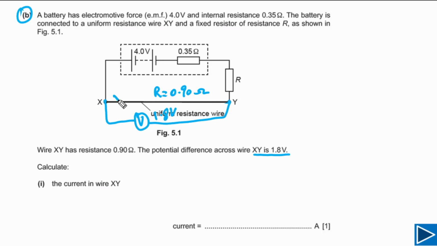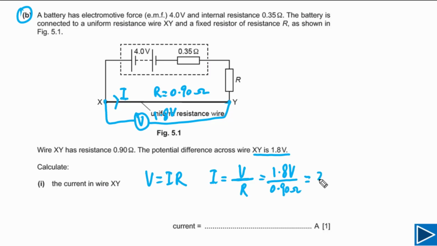Now the question is asking us to find out how much current is passing through this wire. So very straightforward one. Simply we need to use Ohm's law. We will say V is equal to IR. V is the potential difference across the wire. So by using Ohm's law, we can find I. I will be equal to V over R. V is the potential difference across the wire, R is the resistance of the wire. So the potential difference across the wire is 1.8 volts. We need to divide by the resistance of the wire, that is 0.90 ohms. So our final answer in this case will be 2.0 amps. And this is the final answer.